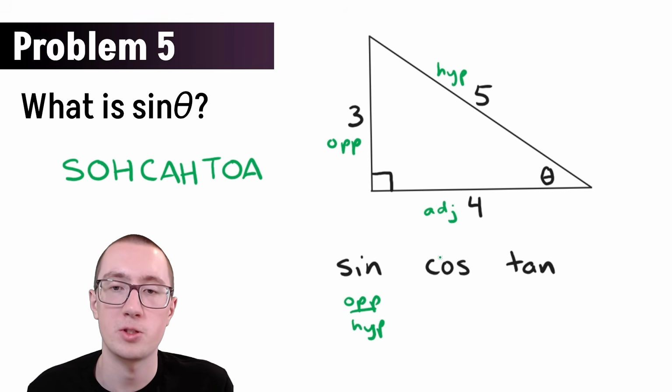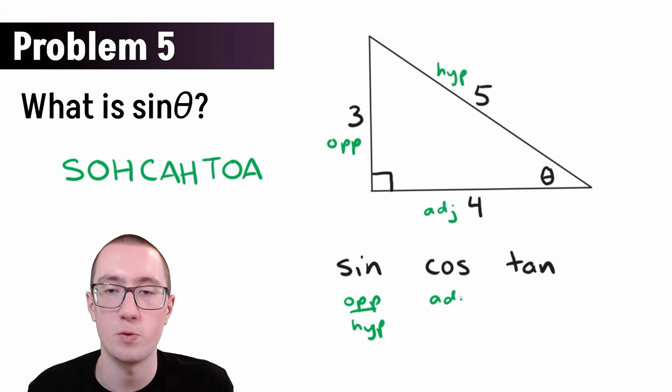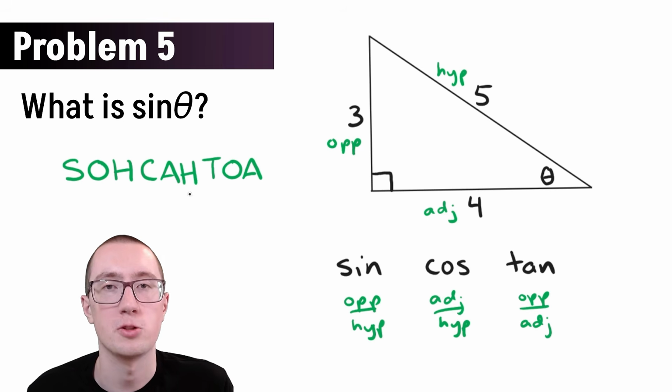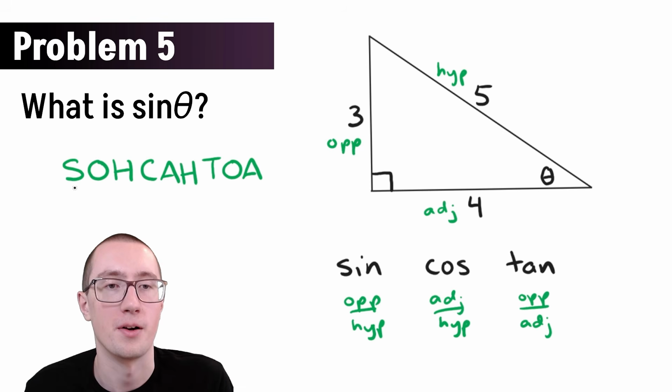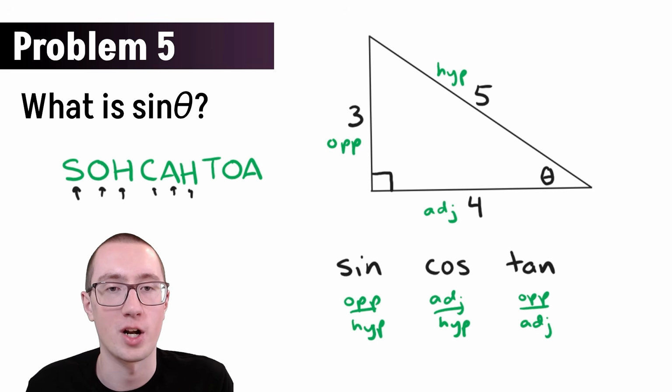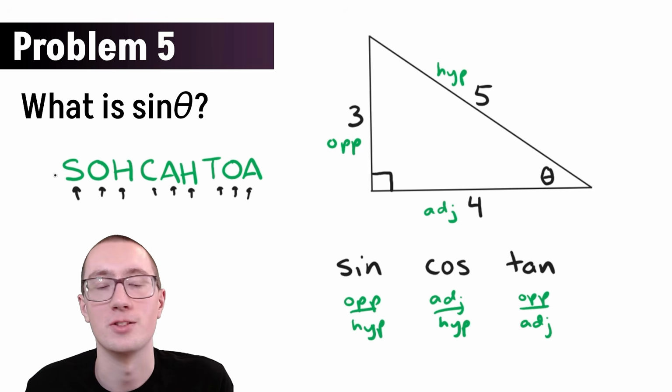By the way, the other ones, cosine is adjacent over hypotenuse, and tangent is opposite over adjacent. So SOHCAHTOA is basically just an acronym that tells you what these are. So this says that sine is opposite over hypotenuse, cosine is adjacent over hypotenuse, and tangent is opposite over adjacent. It's SOHCAHTOA.